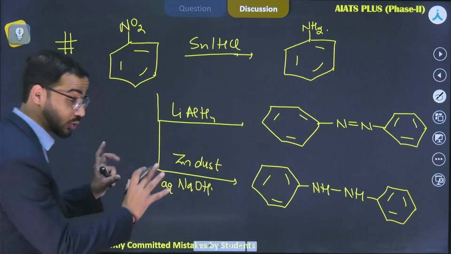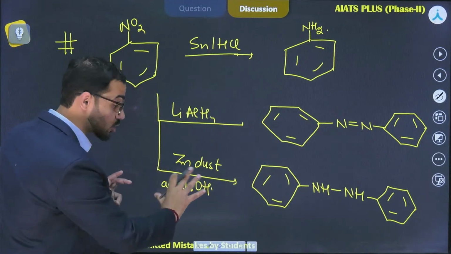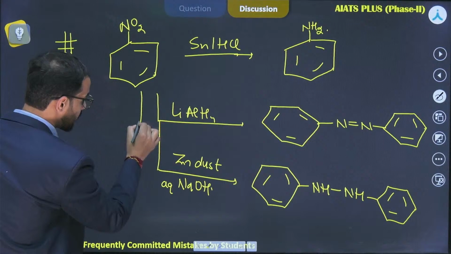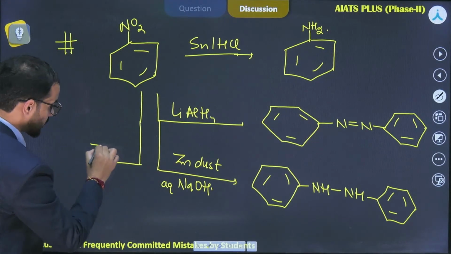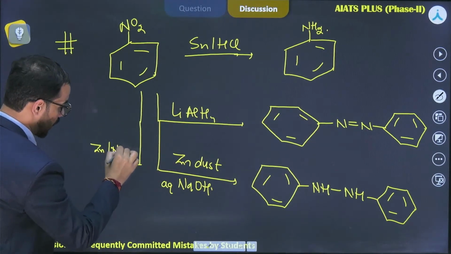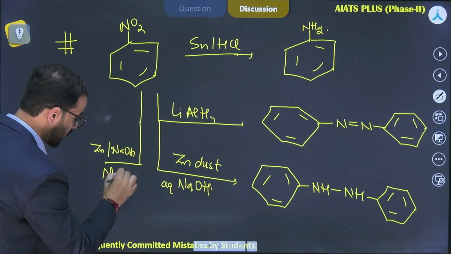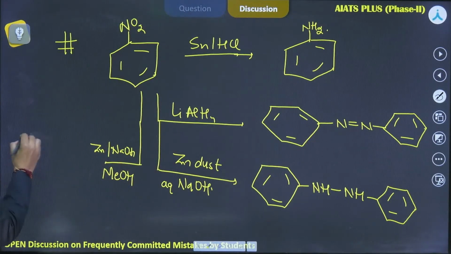And if you are changing the solvent, that is, if you are reacting with zinc and NaOH, and the solvent you have changed to methanol, now the product is azobenzene.